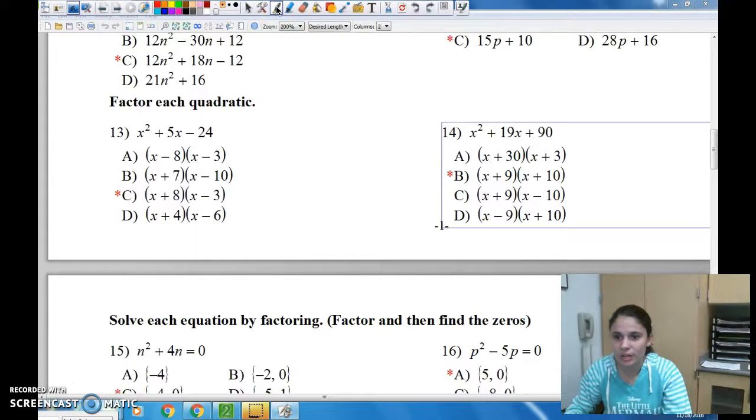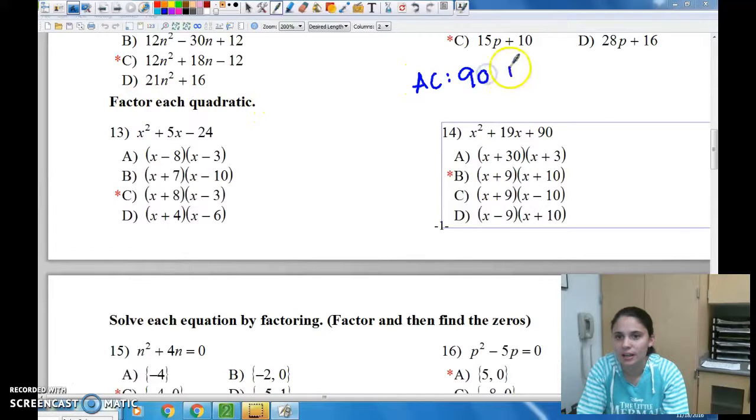All right, so continuing on for number 14, we are factoring x squared plus 19x plus 90. So we're going to go ahead and start. It's already in standard form, and there's not any greatest common factor I can pull out. So I'm going to start with two numbers that multiply to AC, which is 90, and B, which is 19. And those two numbers are 10 and 9.